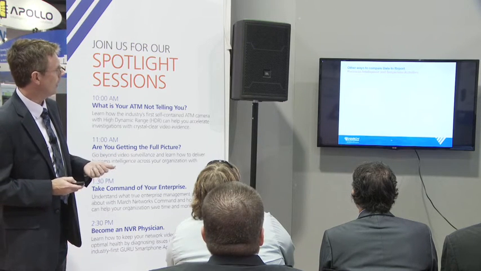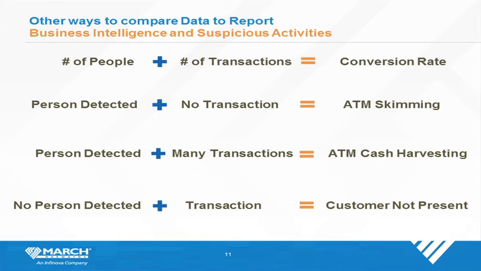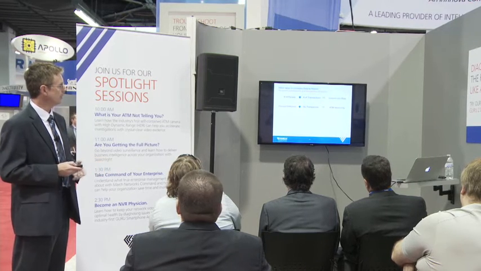So here's a few other ways that you could use it. If I take the number of people and compare that to the number of transactions, I can figure out the conversion rate. This goes on in the retail space all the time. On the banking side, skimming is a big issue. So if I can figure out if there was a person at my ATM, but they're not doing a transaction, that's kind of mysterious. I want to see what's going on there. That could be a sign of ATM skimming.